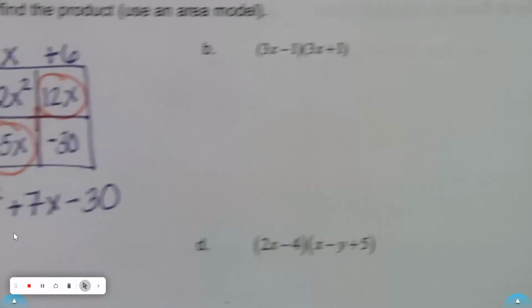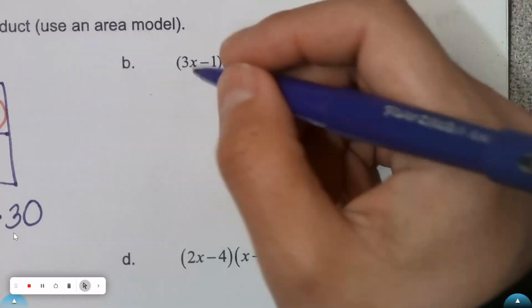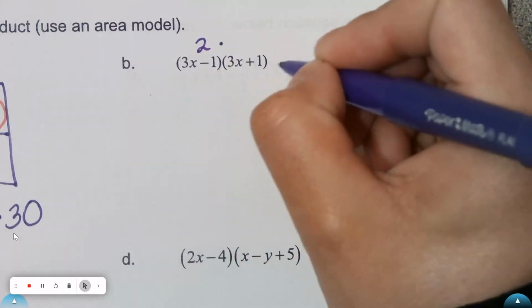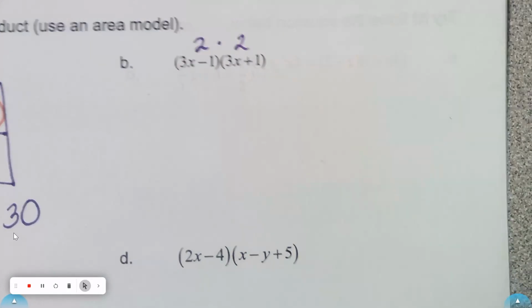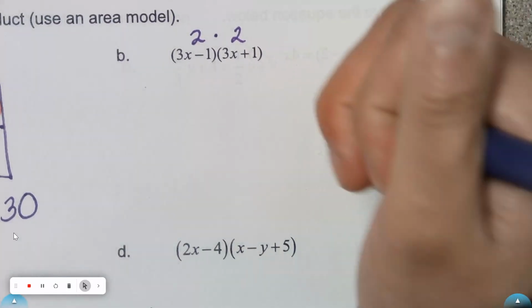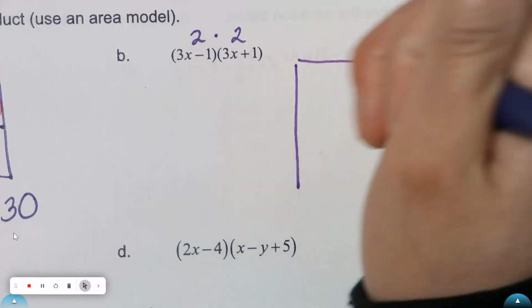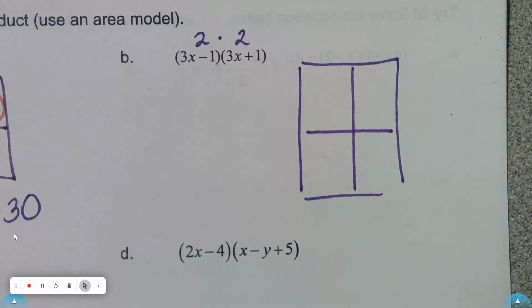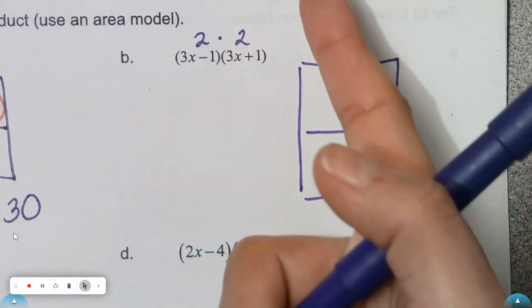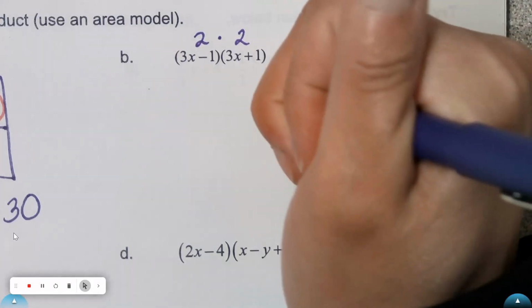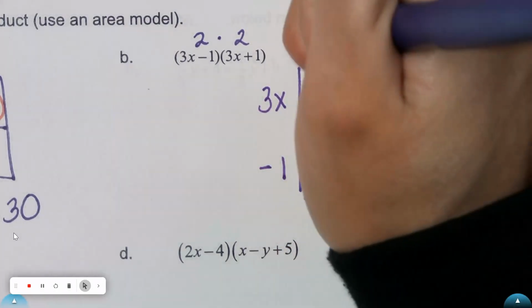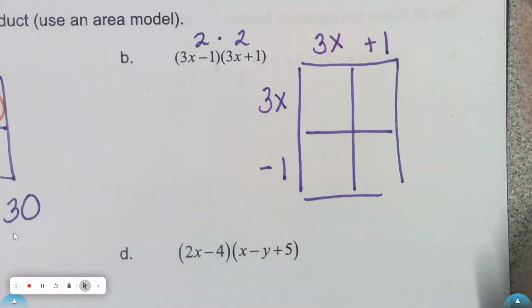Okay, let's try letter B. For letter B, I have 2 things here, and I have 2 things here. So this is a 2 by 2 box. So I'm going to draw my box. One of them will go on the side, and then one of them will go on top. So here I have 3x minus 1, and then here I have 3x plus 1.